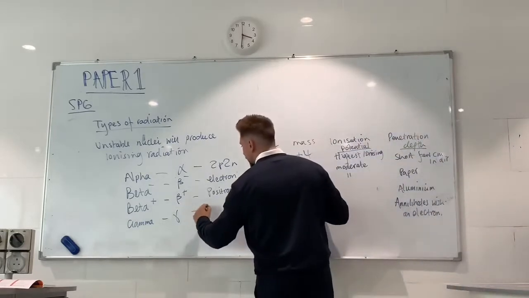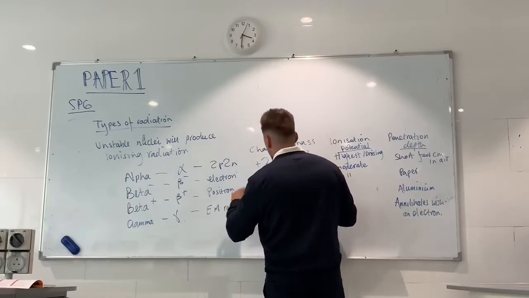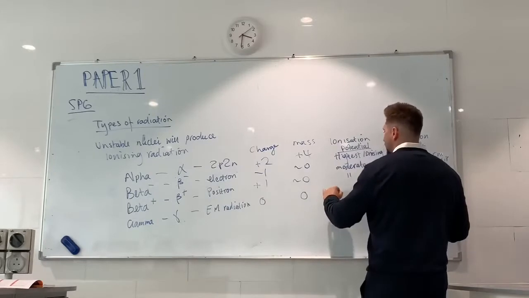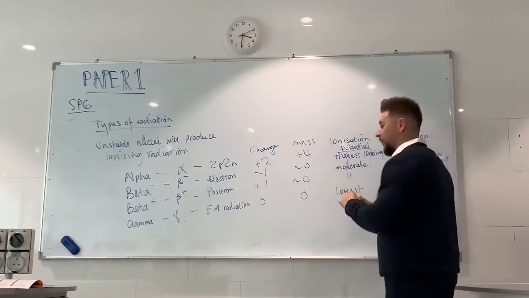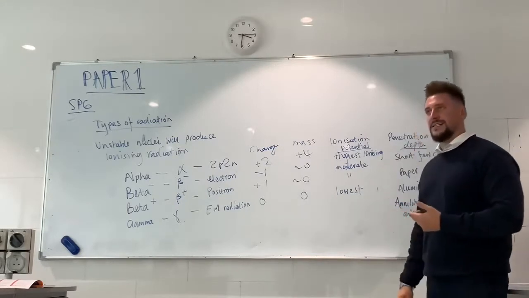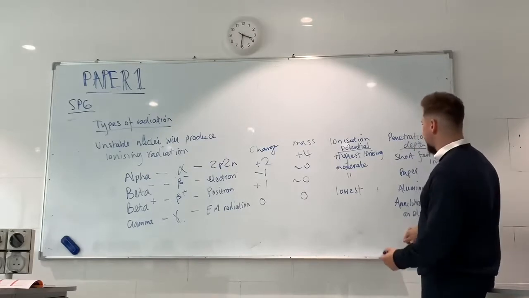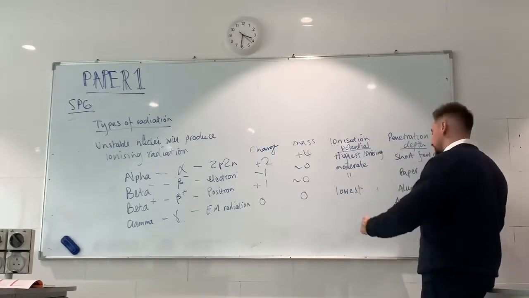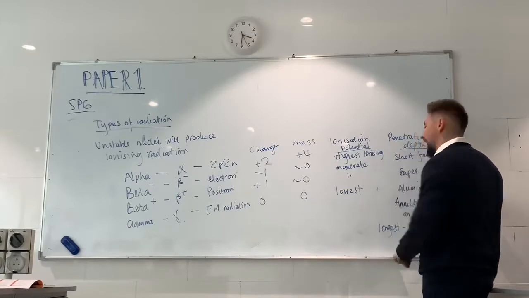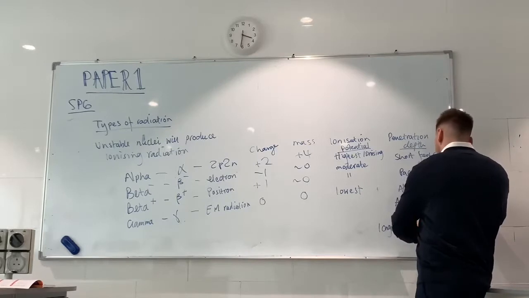Gamma is just EM radiation. It has 0 charge, it has 0 mass. Its ionization potential is lowest compared to all the others. It is still very dangerous, and it still is very ionizing to humans, but it's the lowest of all of them. And in terms of penetration depth, it has the longest penetration depth. It will travel the furthest before it ionizes anything. So we stop gamma with lead.